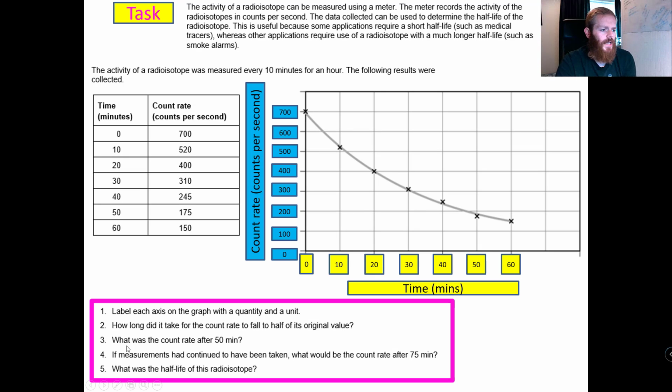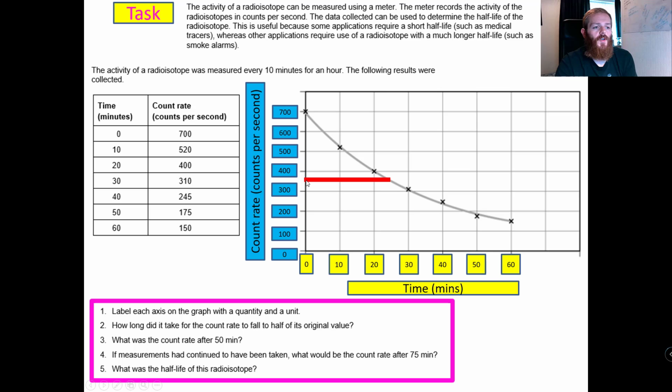So let's have a quick look at this. How long did it take for the count rate to fall to half its original value? Well, its original value, its starting value, was 700. So every second, we were picking up 700 counts of radiation. Half of 700 is 350. So I'm going to put a little line. Excuse the inaccuracies here, you can't really get much more accurate on PowerPoint.